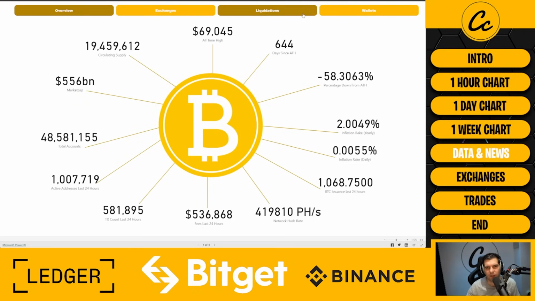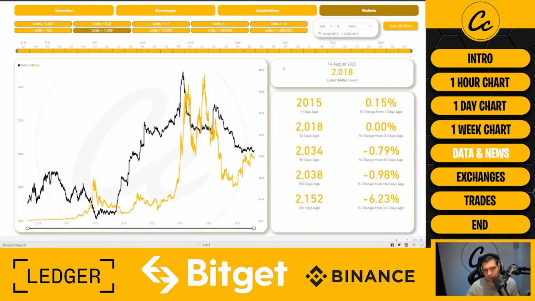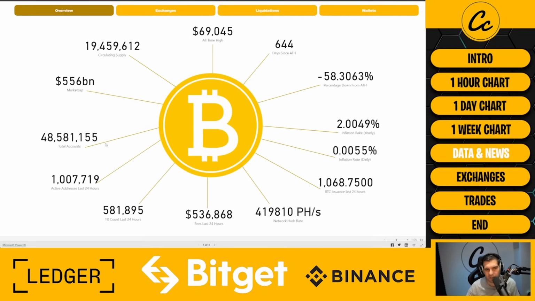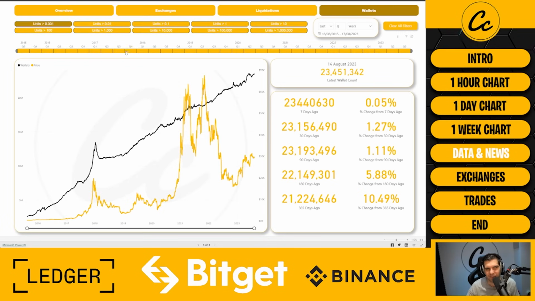If we come over to the wallet side of things, we have 10 different wallet sizes for Bitcoin. On the lowest side, we have wallets with over 0.001 BTC, essentially Bitcoin dust. There are 23 million wallets that have over 0.001. Now, if we come back to our overview, we know there are 48 million addresses, which means less than half of those actually have Bitcoin greater than 0.001.